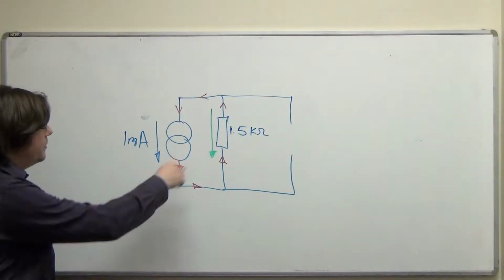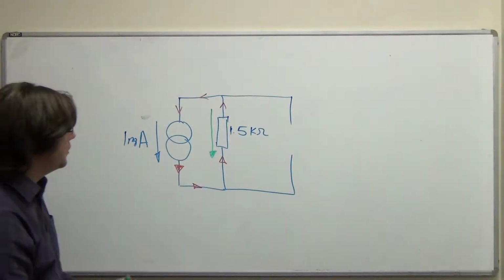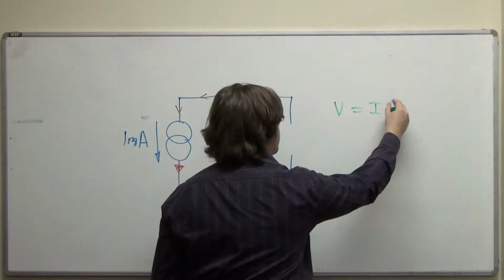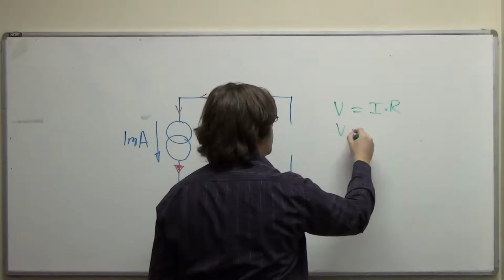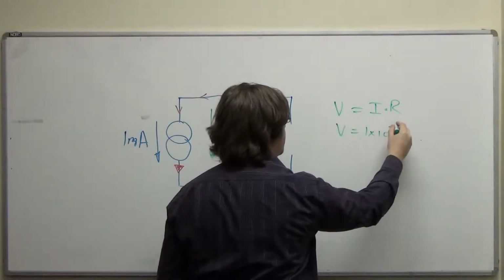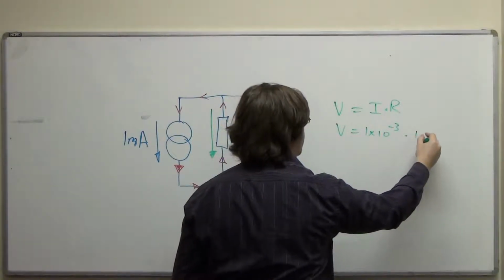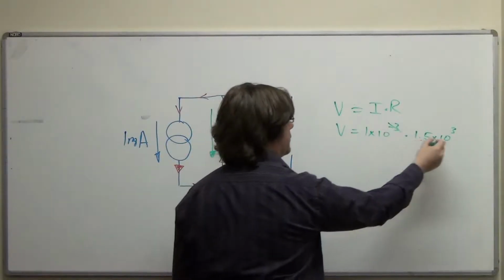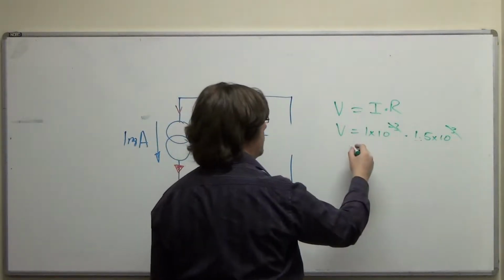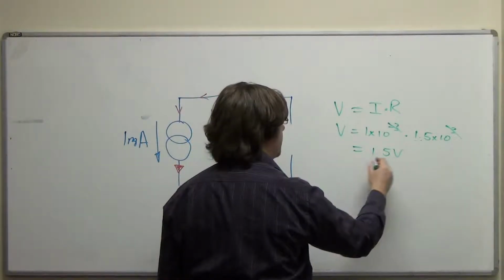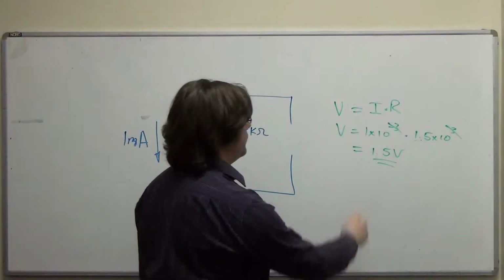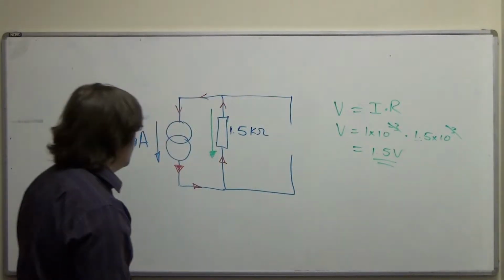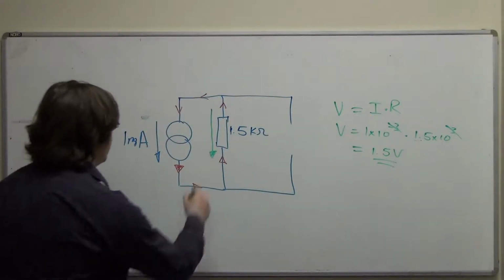So we've got a milliamp and 1.5 kiloohms, so V is I times R, V is 1 times 10 raised minus 3 times 1.5 times 10 raised 3. That cancels, so I've got 1.5 volts. If you don't fancy that, you can do 1 and 1.5, same answers. So 1.5 volts here.